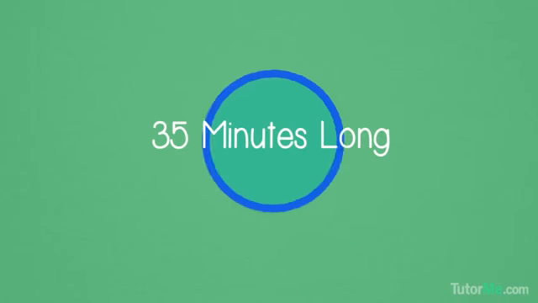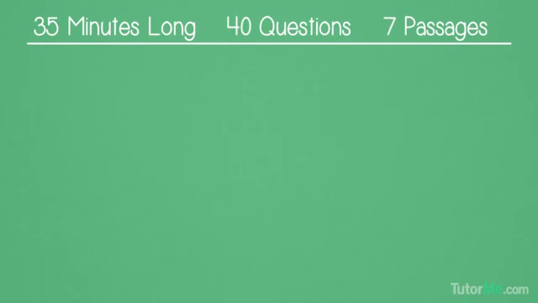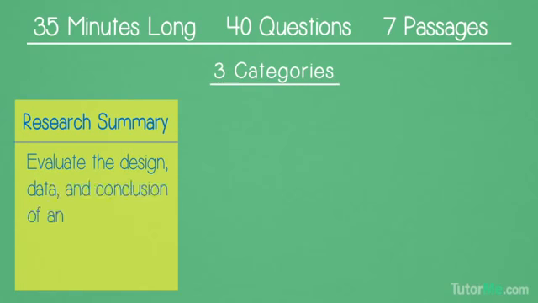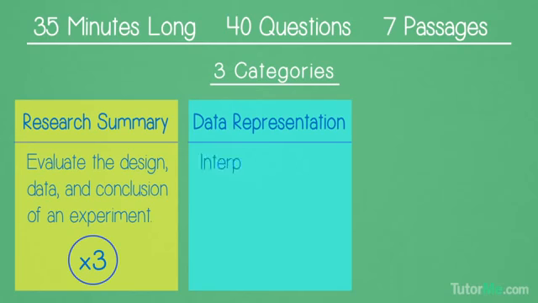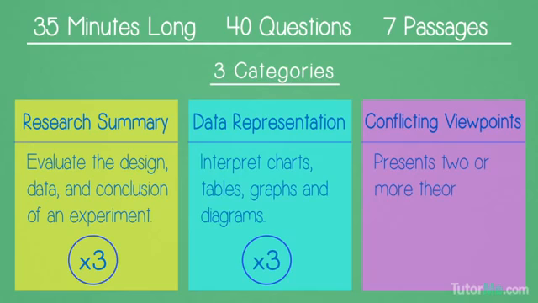The test is 35 minutes long, consisting of 40 questions split over 7 passages. The passages can be sorted into 3 different categories. Research summary, which asks you to evaluate the design, data, and conclusion of an experiment. There will be 3 research summary passages on the test. Data representation, which asks you to interpret charts, tables, graphs, and diagrams. There will be 3 data representation passages on the test. And finally, conflicting viewpoints will present 2 or more theories on a scientific topic. There will only be 1 conflicting viewpoint passage on the test.